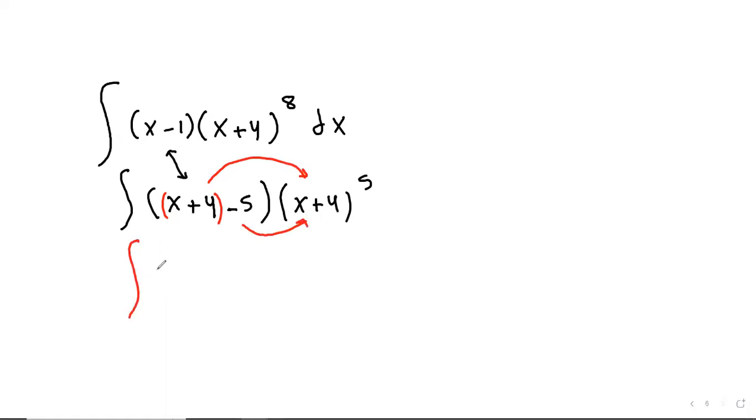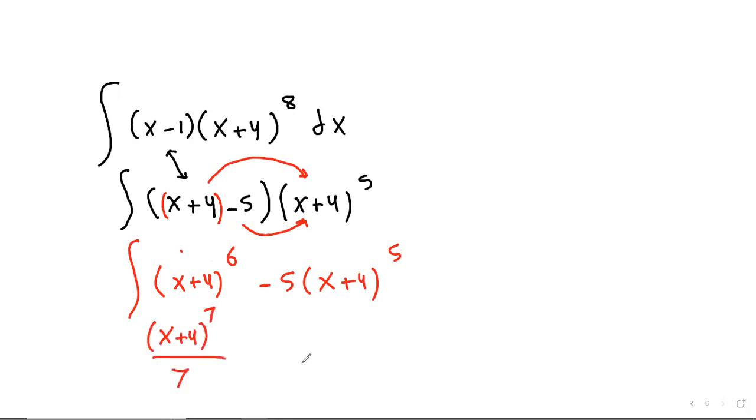So it will be the integration of (x plus 4) to the power of 6 minus 5 times (x plus 4) to the power of 5. What is the integration of this one? It will be x plus 4, add 1 to the power, then divide by the new power, minus 5. Here it's (x plus 4) to the power of 6, then divide by the new power, which is 6, then write plus c, the constant. Okay, that's it.